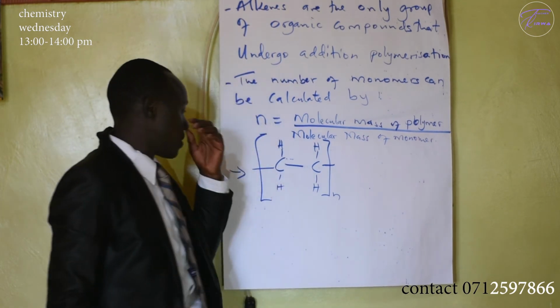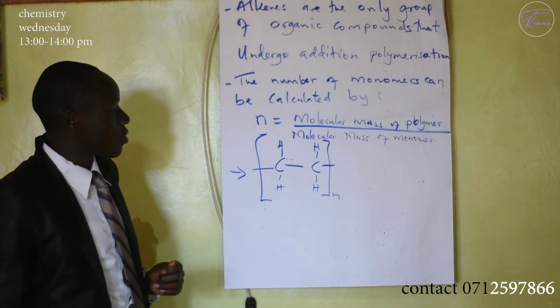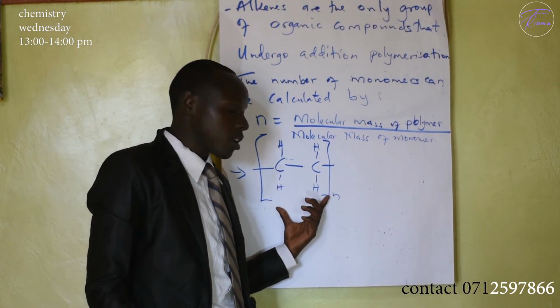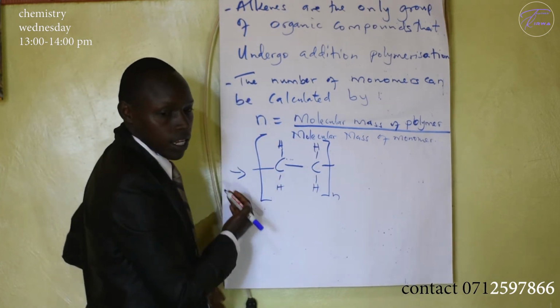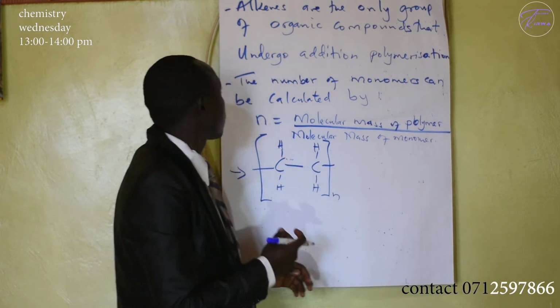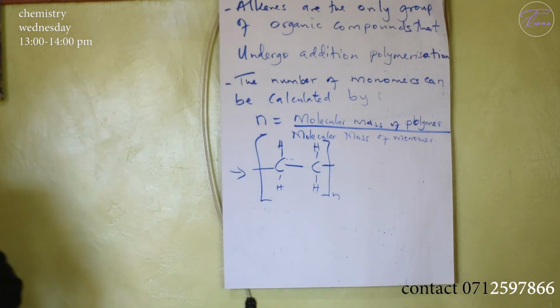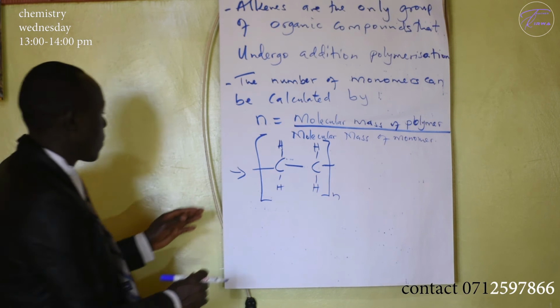So we shall still come back to this to look at problem solving involving this kind of polymerization. What is very important to note is how to write the polymer and the fact that the polymer can be divided so that you have monomers. So that is addition polymerization or self-addition.